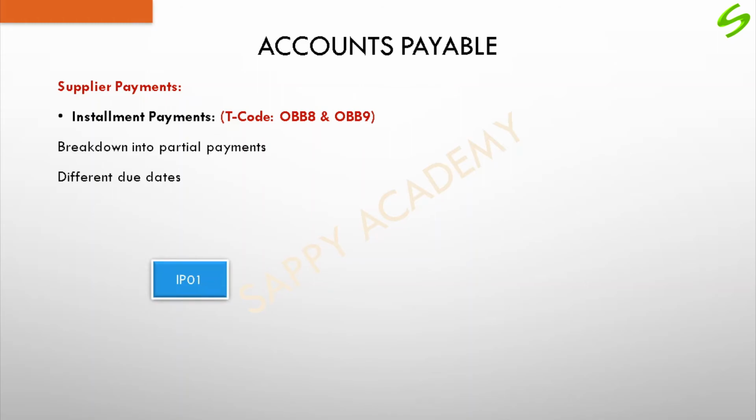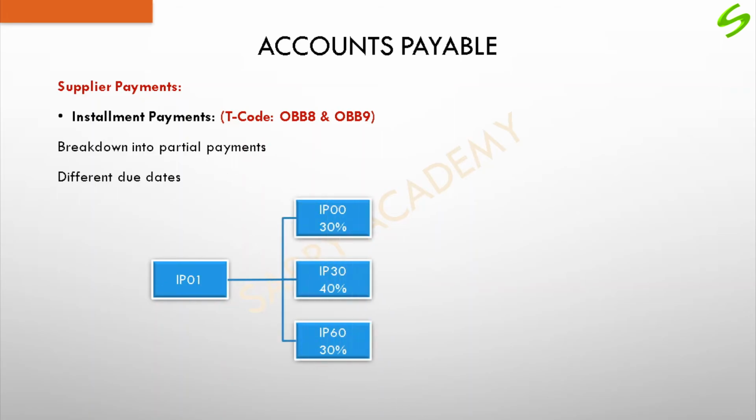Let's look at an example of how this works. I have a payment term IP01, and this payment is assigned to 3 installment payments: IP000, IP30, IP60. And the first payment term IP000 is for 30%, and IP30 is 40%, IP60 is again 30%. That means it will break down the invoice into 3 parts: 30, 40 and 30 percent.